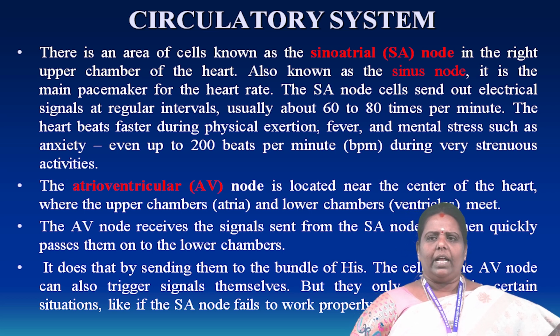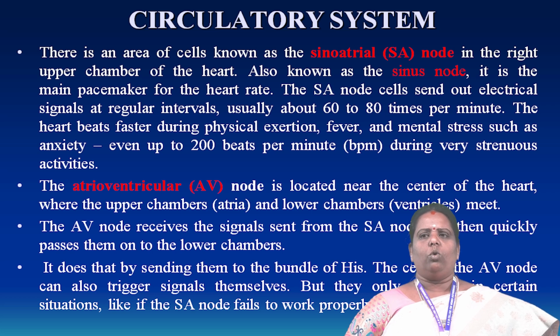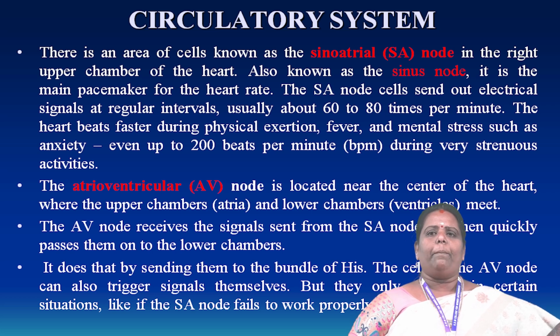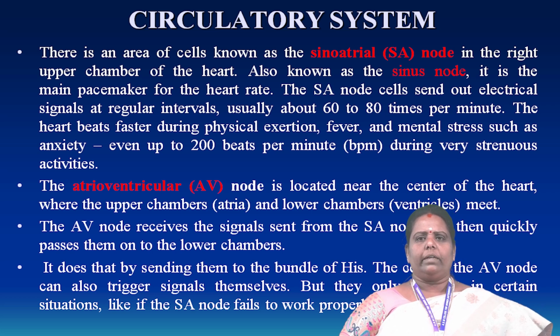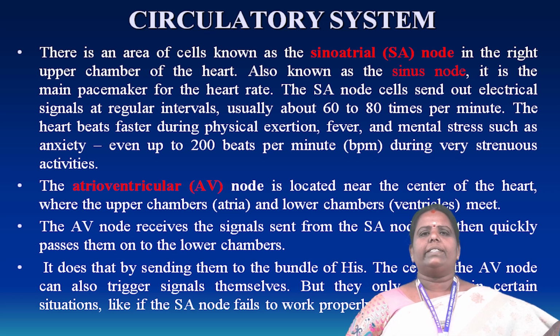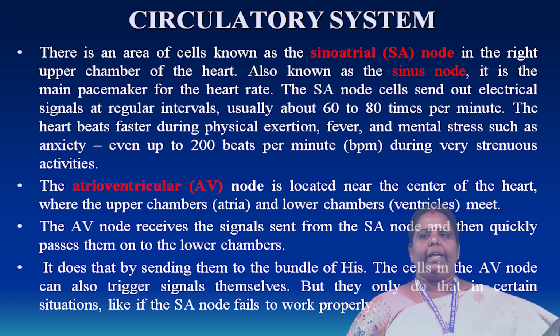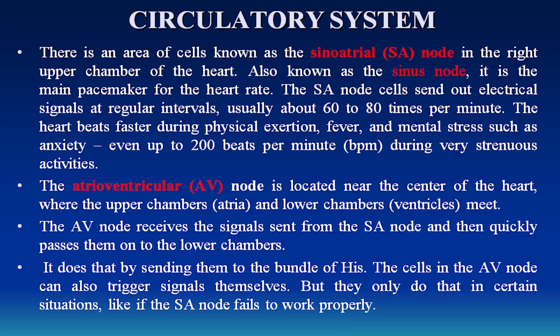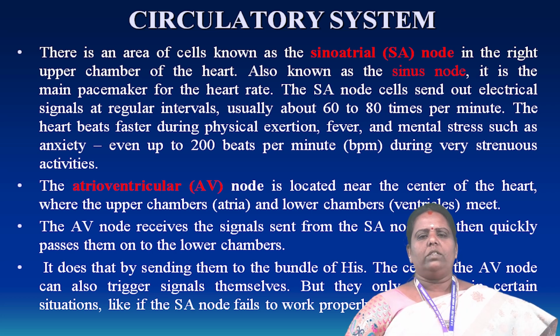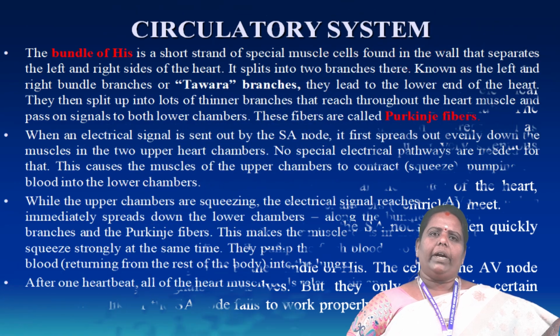It receives the signal sent from the sinoauricular node and quickly passes it to the lower chamber. It does that by sending it into the bundle of His. The cells of the auriculoventricular node can also trigger the signal themselves, but they only do so under certain situations, like when the sinoauricular node fails to work properly.